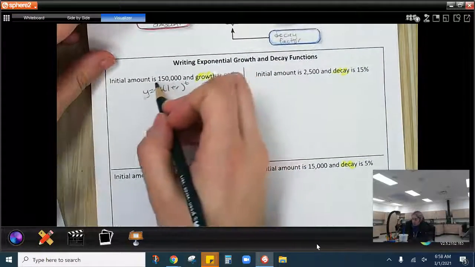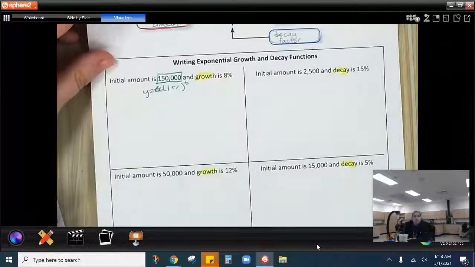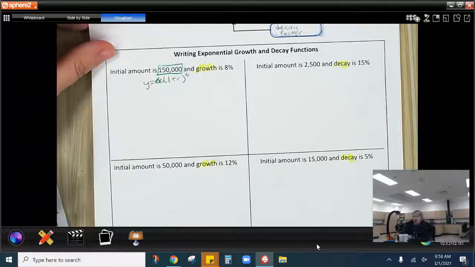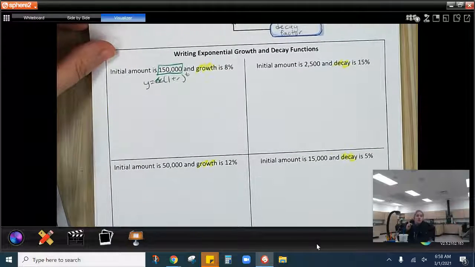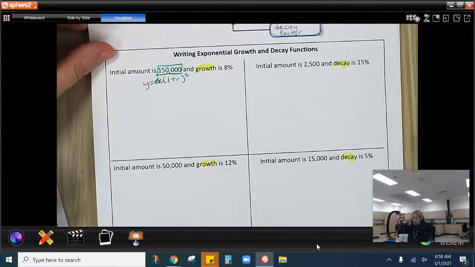Well, A is our initial amount. That would be 150,000, right? 150,000. Ooh, another thing that tends to grow: house values. Just thought of that. My brother's buying a house right now.